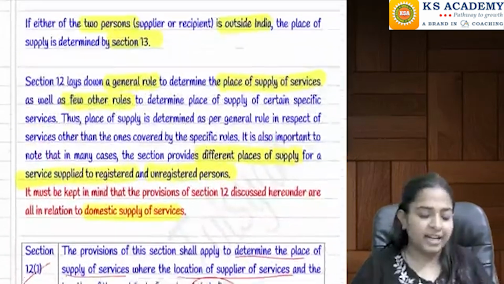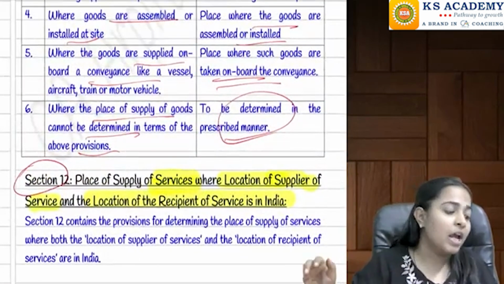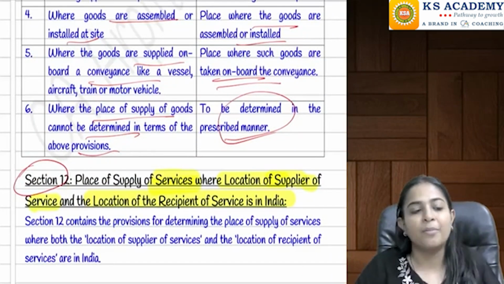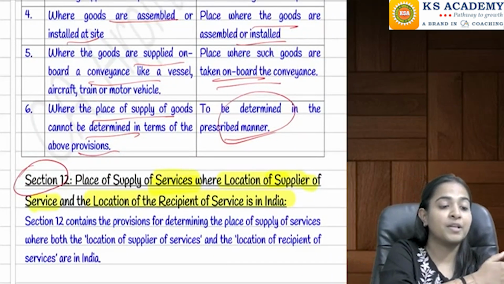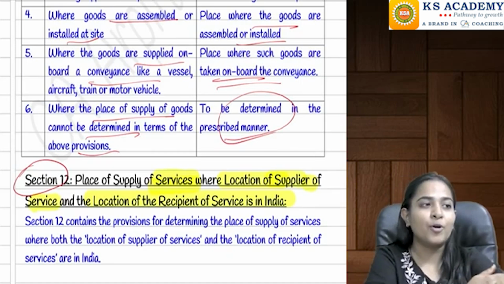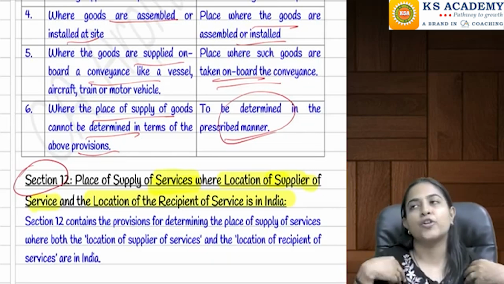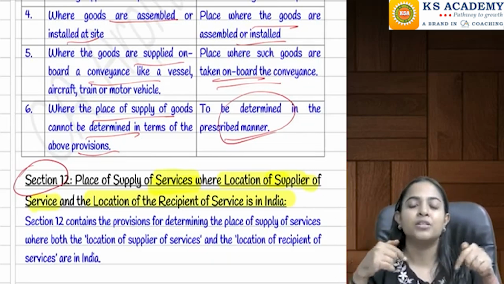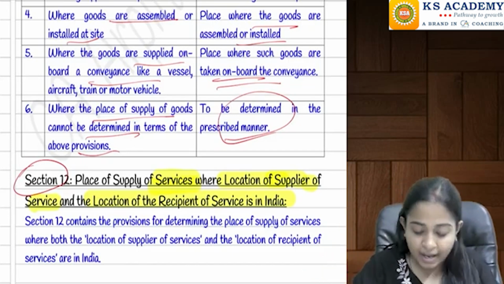Okay, then after that, let's go to section number 12. Can you see this, everyone? Section number 12. What is section number 12 going to talk about? Section number 12 is going to talk about determination of place of supply in case of service. Section number 10 was talking about goods. Section number 12 is going to talk about service, where both the location of the supplier and the location of the recipient are situated here in India, meaning section number 12 is going to become applicable.